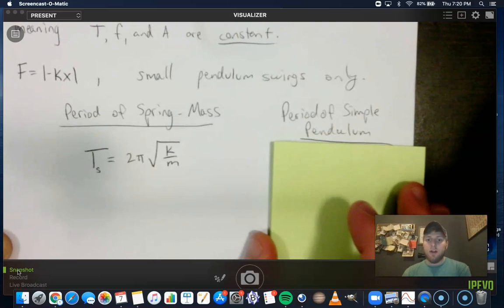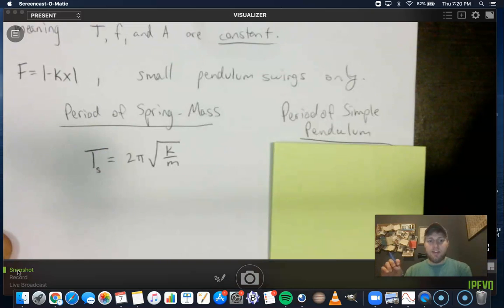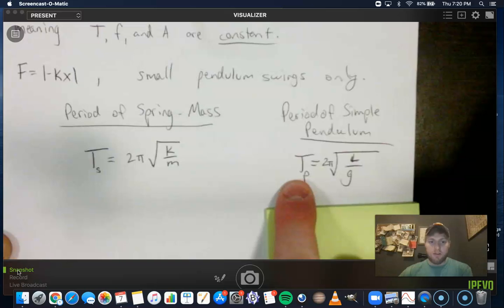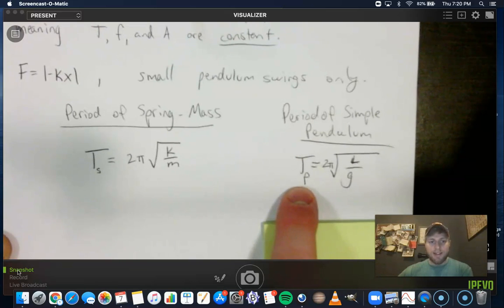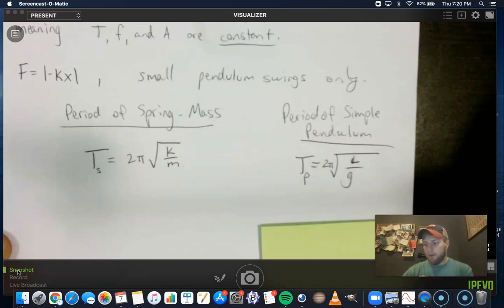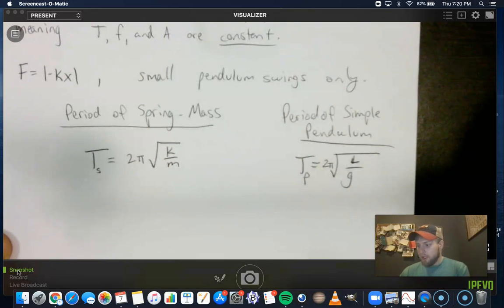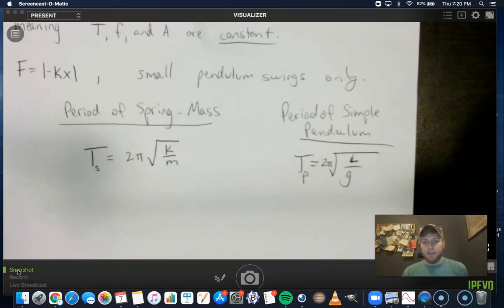You can also have sideways spring mass systems, which we'll see. Now, the period of a simple pendulum is actually pretty similar. What you'll notice is that it's still the period, which we write T with a lowercase p here for pendulum. 2 pi times the square root of L over g. Here, L is the length of the pendulum, and g is the acceleration due to gravity on whatever planet you're on.